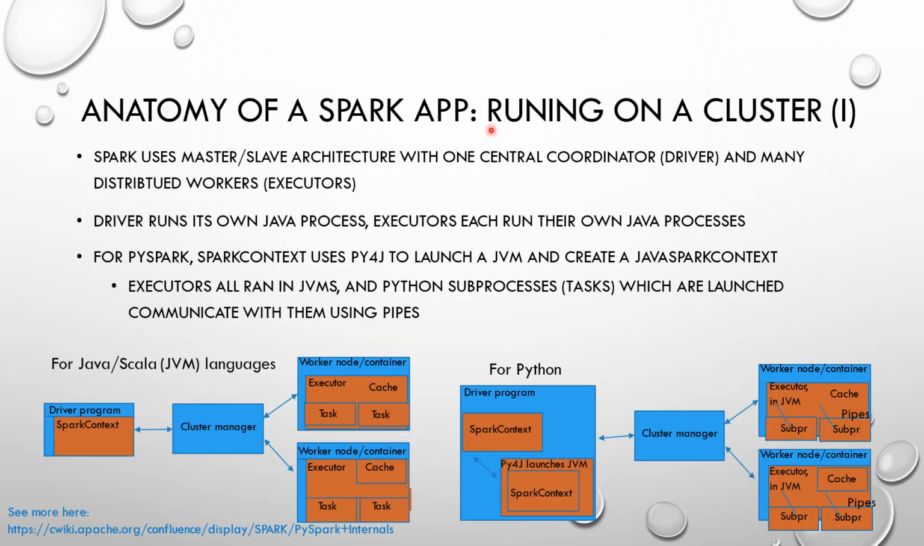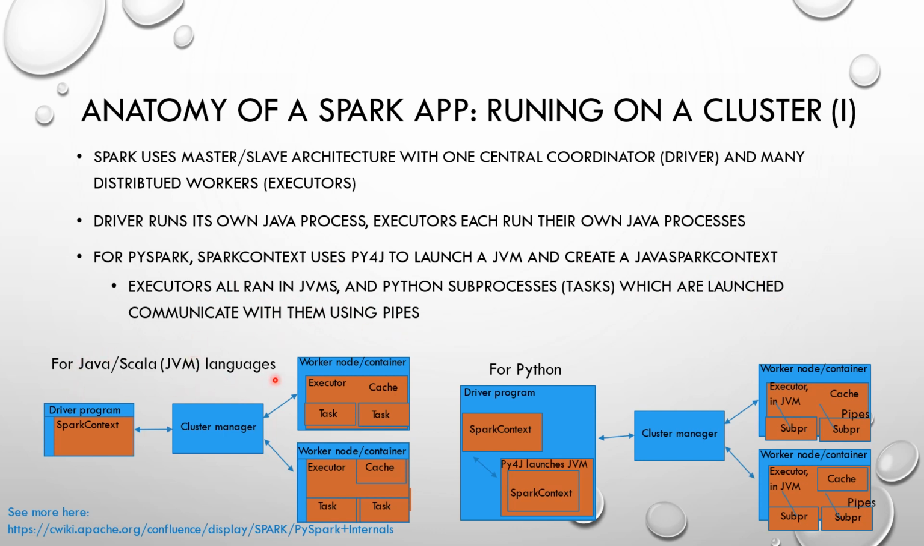Anatomy of a Spark app running on a cluster 1. Spark uses a master/slave architecture with one central coordinator, that's the driver, and many distributed workers, that is executors. The driver runs its own Java process. Executors each run their own Java processes. For PySpark, SparkContext uses Py4J to launch a JVM and create a JavaSparkContext. Executors run in JVMs, and Python subprocesses, which tasks launch, communicate with them using pipes.